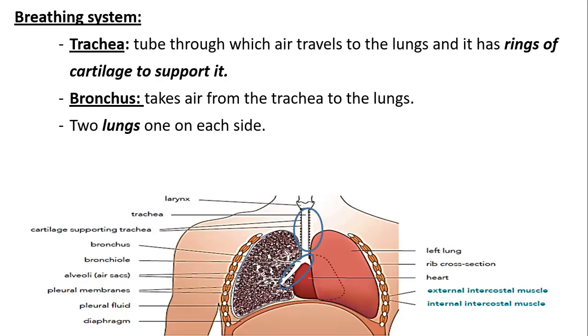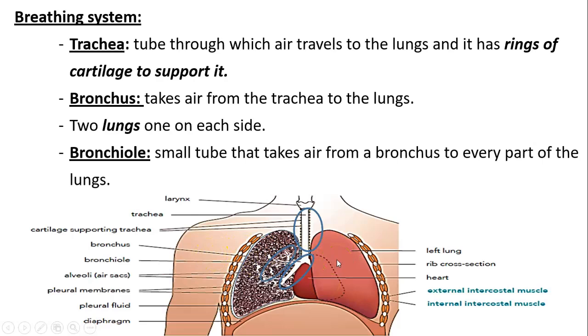And then the trachea branches into the bronchi, the plural bronchi, the singular bronchus. So they take the air from the trachea into the lungs. We have two lungs, one on each side. And then those bronchi branch more into smaller bronchioles. Bronchioles end up in air sacs or alveoli that we will study after a very little while.